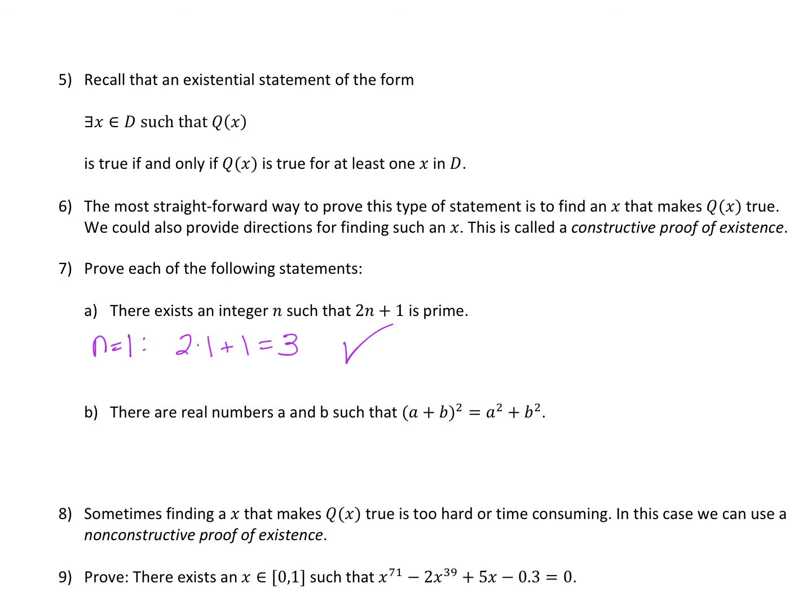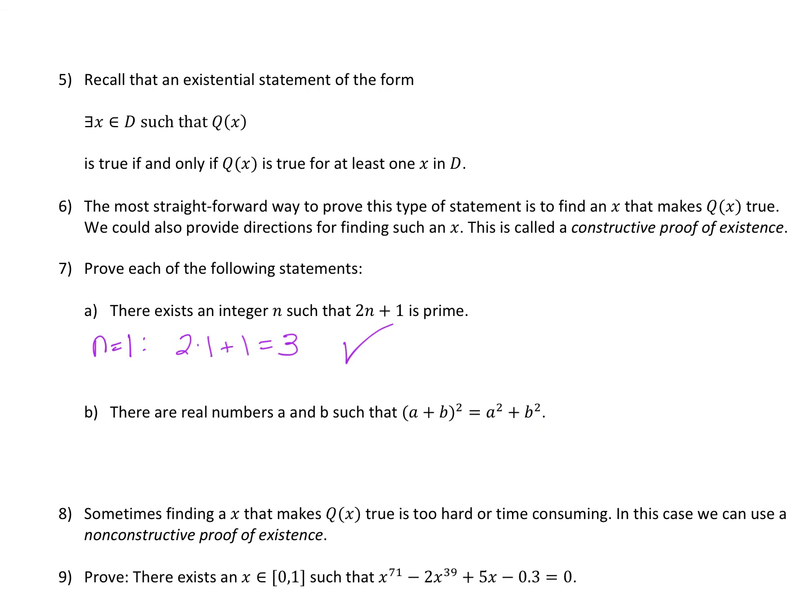Okay, statement B. There are real numbers a and b such that (a plus b) squared equals a squared plus b squared. So we know that this is not true for all a and b, right? This is a very common mistake that students make in an algebra course, assuming that this is always true. But are there any numbers that make this true, right? This is just an existence. There are some real numbers, a and b, that make this true.